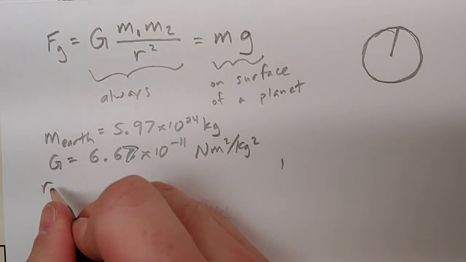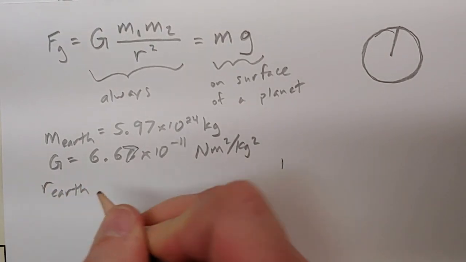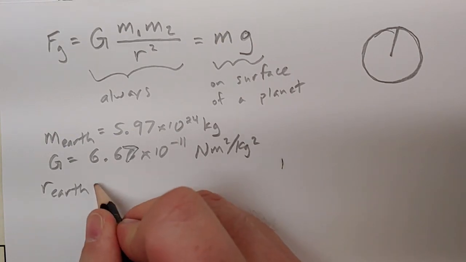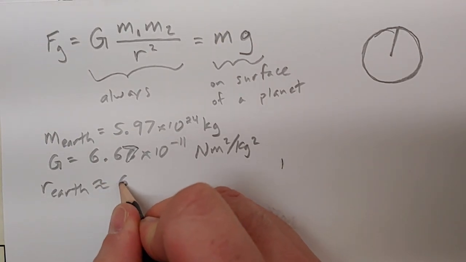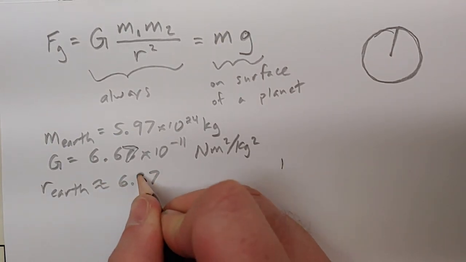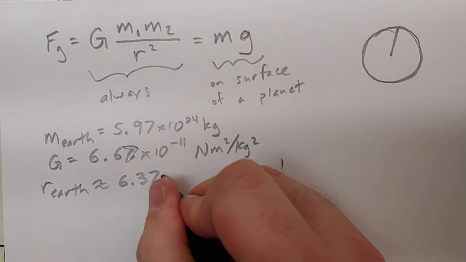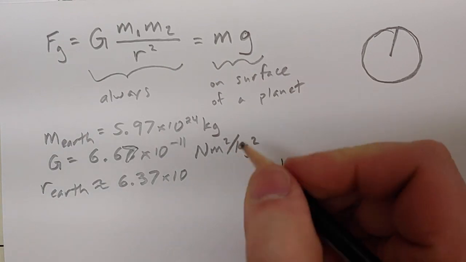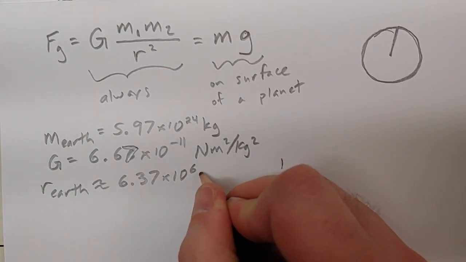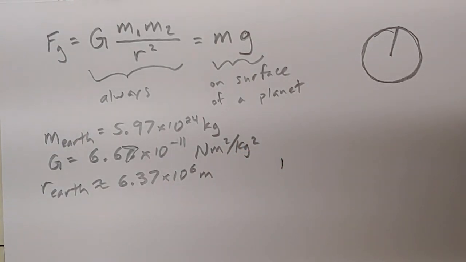And the radius of the Earth, remember, depends on where you measure it from, but we're going to use that same value we were using before, which is close for at least most points on the Earth. 6.37 times 10 to the 6th meters.